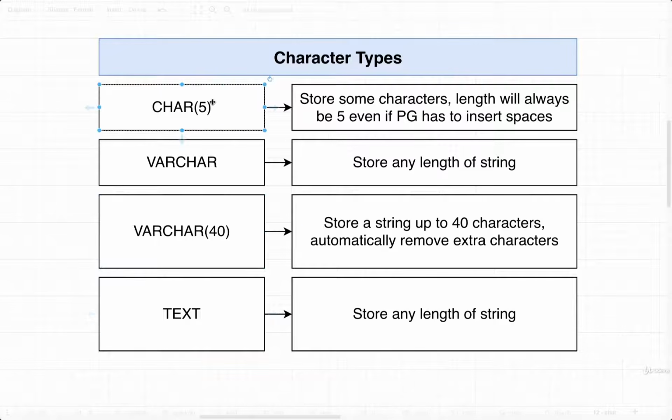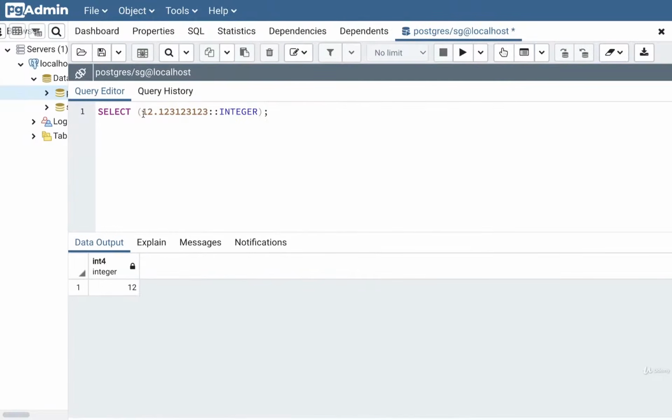So the first type we're going to take a look at is char. This is for storing a fixed length of characters. If we provide a number after char, and we provide a string to Postgres that is longer than 5 characters, then Postgres is going to trim characters until it just gets down to 5. And likewise, if we provide a string less than 5 characters, Postgres is going to insert spaces to the right-hand side until it gets up to 5. So let's try this out really quickly.